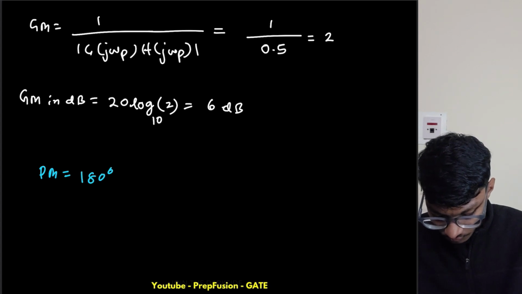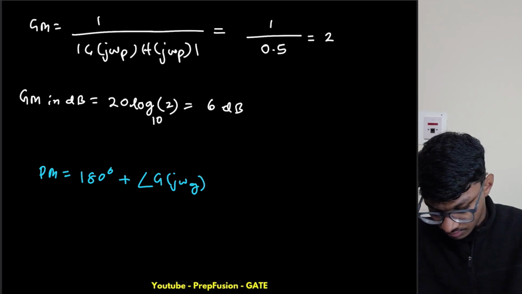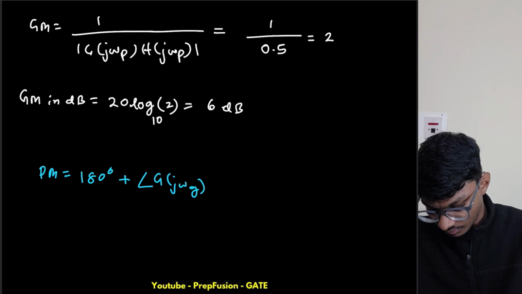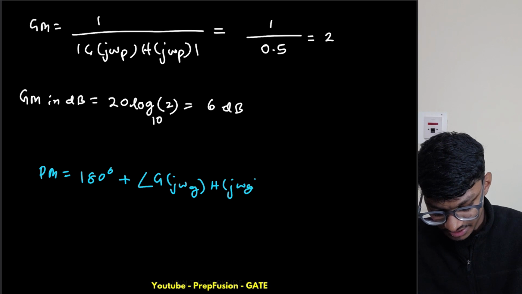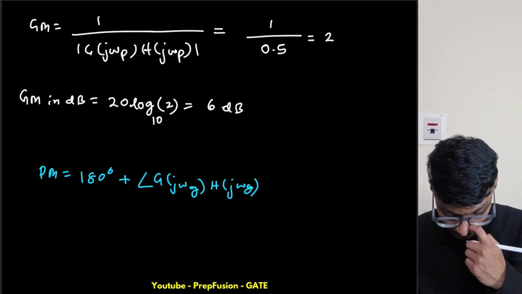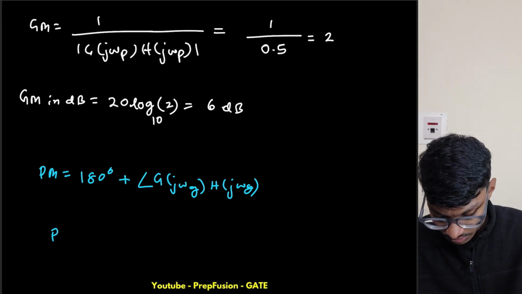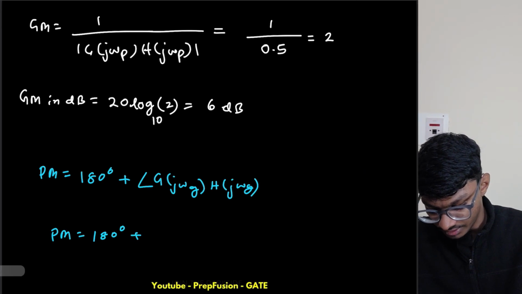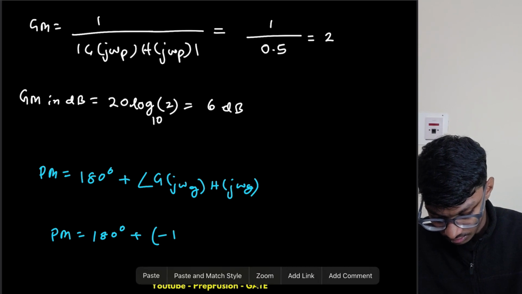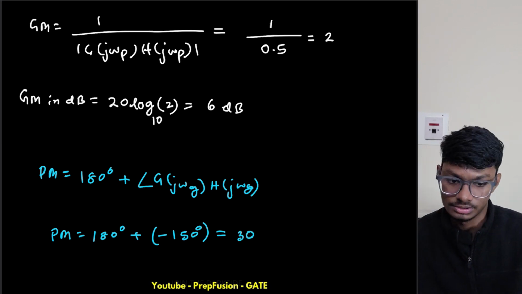Phase margin is 180 degrees plus the angle of g of j omega g into h of j omega g, right? So you will never get confused. Just use the formula. Else you just understand by the phase concept. So phase margin is how much? This is 180 itself. And what is the angle? The angle is basically minus 150 here. So it will be 180 minus 150, which is 30 degrees.